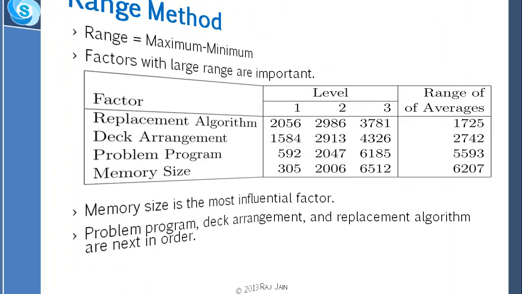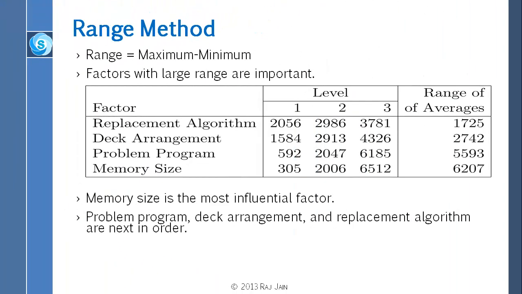The third method is the range method. In the range method, what we do is for each factor, we find out how much is the minimum and the maximum. So for replacement, now we are going back to the staging algorithm. Remember 81 experiments, and here is the response. Basically, the response goes from 2056 to 3781, and so the difference is 1725 between the maximum and the minimum.